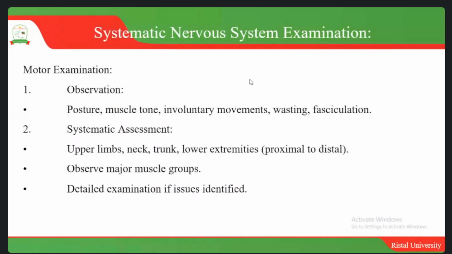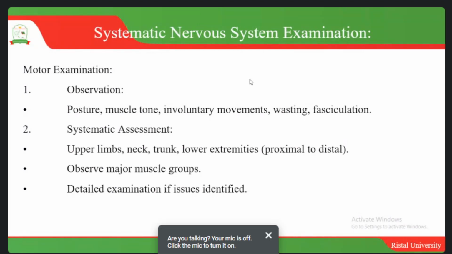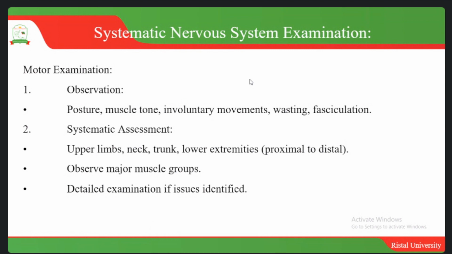Motor examination, we have to look at this, and it is one of the systematic nervous system examination. So you have to observe. So observation is very important. Look at the posture of your patient, the muscle tone, and then also involuntary movements of the muscles. Wasting, is the patient actually losing weight, and then the fasciculation of your patient. So you have to look at all this, and it will help you understand what your patient is going through, and you'll be able to help them.